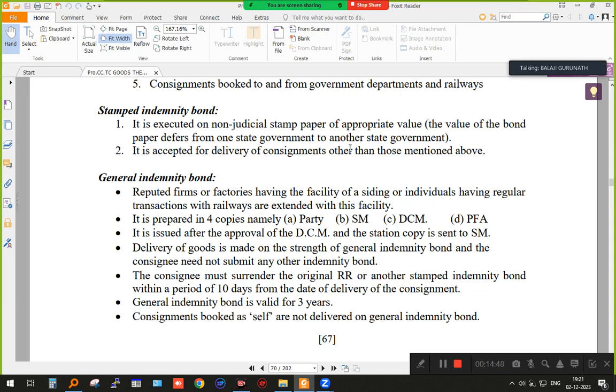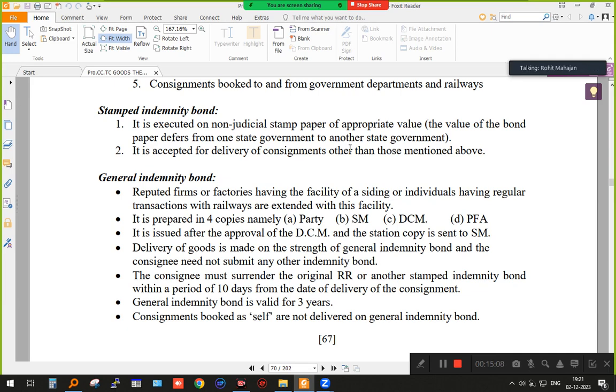Again, on the 12th of December, CPSR should ensure that for the delivery taken on 2nd of December, he has to collect a stamped indemnity bond. Again on the 3rd of December, he has to see that on 13th of December, one more stamped indemnity bond comes to him or the original RR comes to him. Understood? Sir, sir.